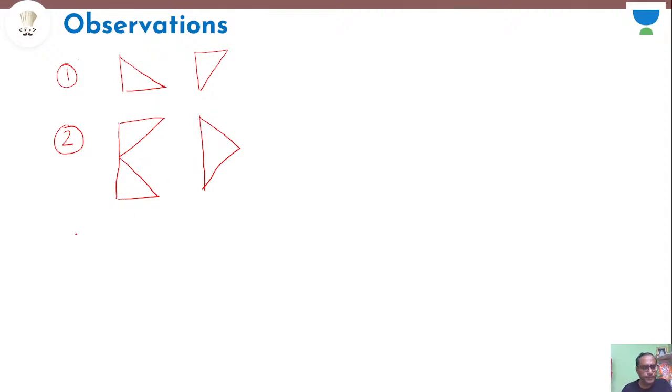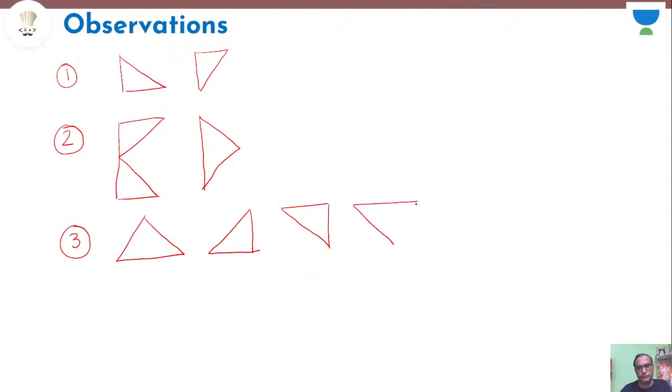Okay. See, pattern number 3 is this one. Four.